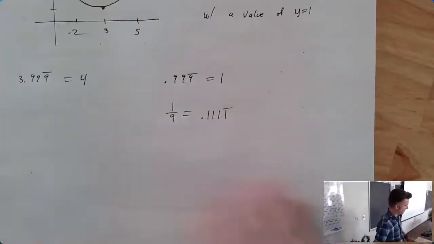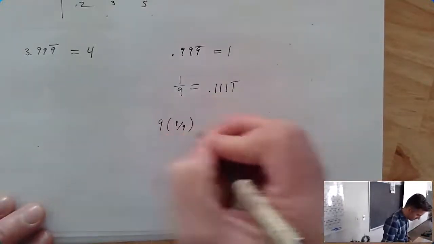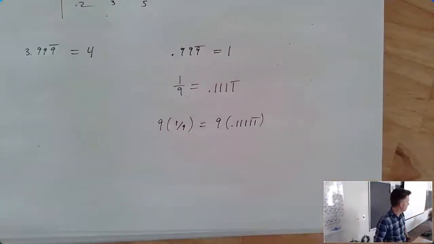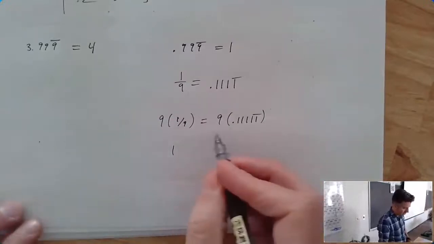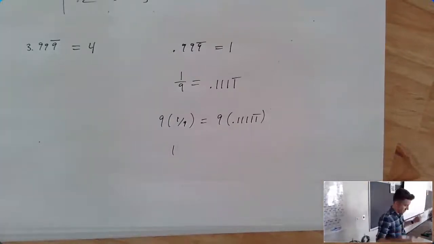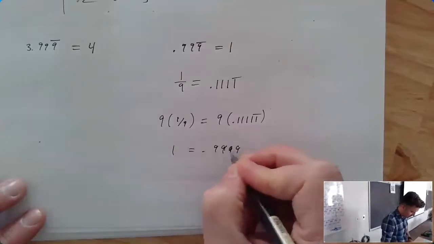Now, here's where things are going to be kind of funny. Multiply both sides by 9. Well, 9 times 1/9 is for sure 1, but 9 times 0.11111 forever, there's never going to be a number bigger than 1 that we have to carry over to the next place. So it's just going to be 0.9999999 forever.